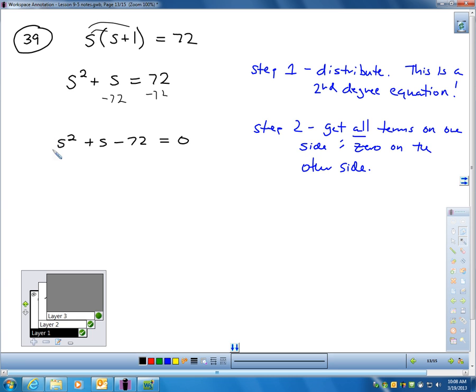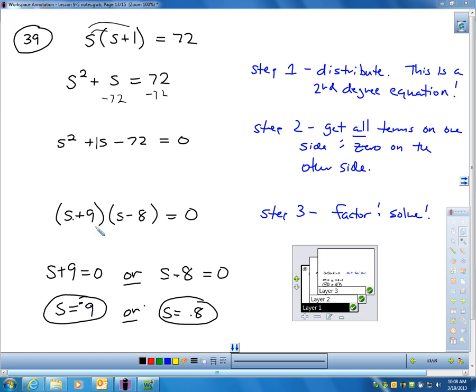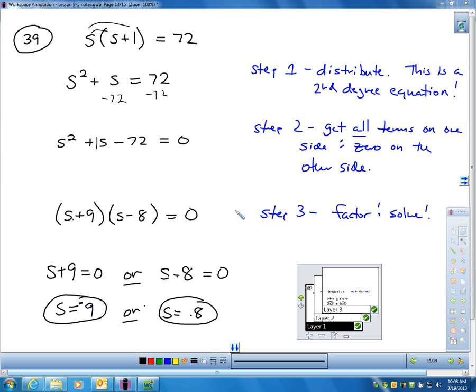Now, do you notice how the lead coefficient is 1? Well, this should be easy now. Since this is a trinomial, with 1, 2, 3 terms, what times what is negative 72 but adds up to 1 in the middle? Well, I know 9 times negative 8 is negative 72, and 9 plus negative 8 is 1. So the factors have to be 9 and negative 8. So I have s plus 9 and s minus 8 equals 0.